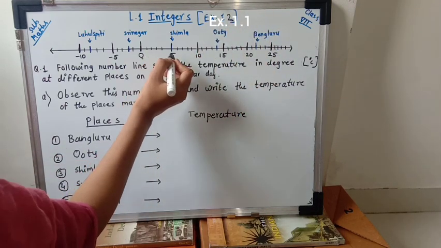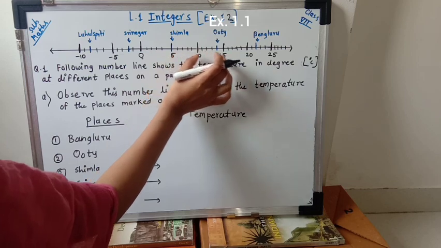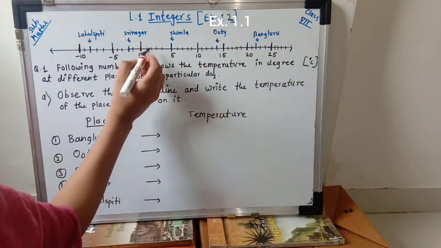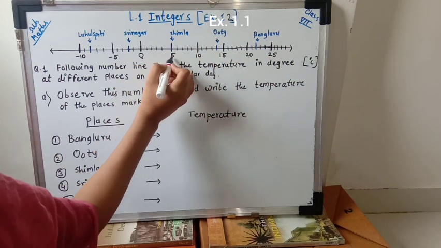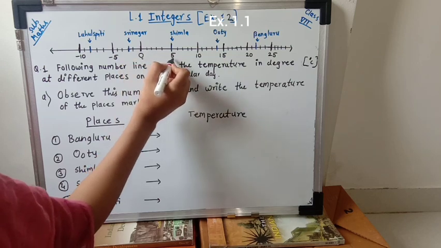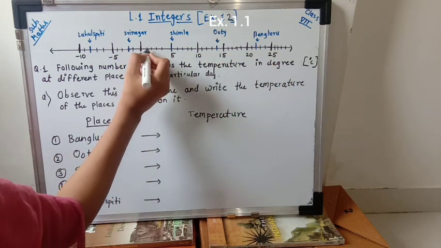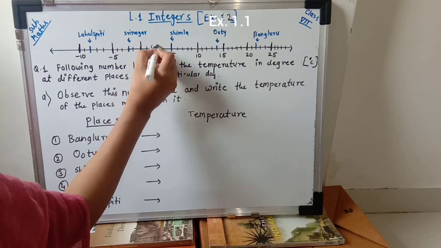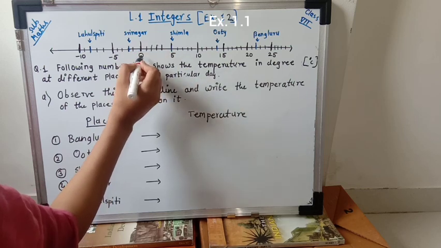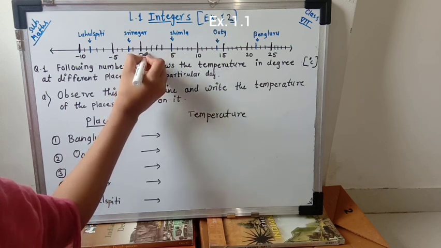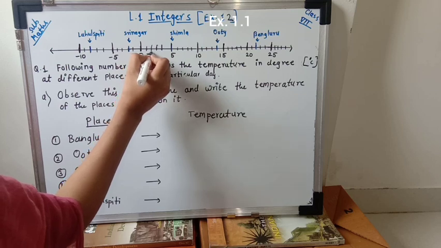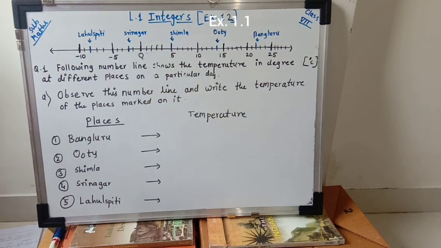Now here the difference between each labeled temperature is 5. If you see, the distance from 0 directly to 5 is marked, and each line is for 1 degree. So after 0 the first line is the first degree, so 1, 2, 3, 4, 5, like that.